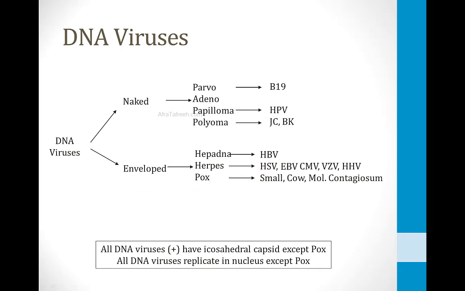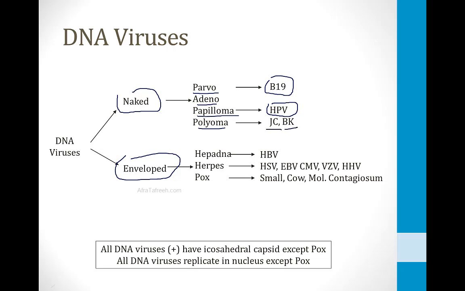On this slide, I've listed the names of all the DNA viruses, so let's go through this. So we've got naked DNA viruses and we've got envelope DNA viruses. The naked DNA viruses include parvovirus, adenovirus, papillomaviruses, and polyomaviruses. There's only one parvovirus you need to know, that's B19. There's only one papillomavirus you need to know, that's human papillomavirus, and there are 2 polyomaviruses, JC and BK.